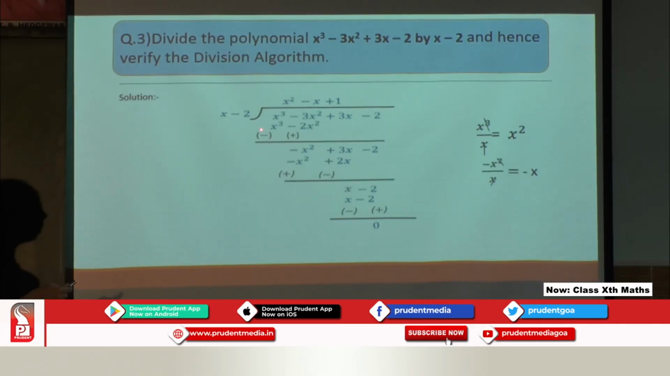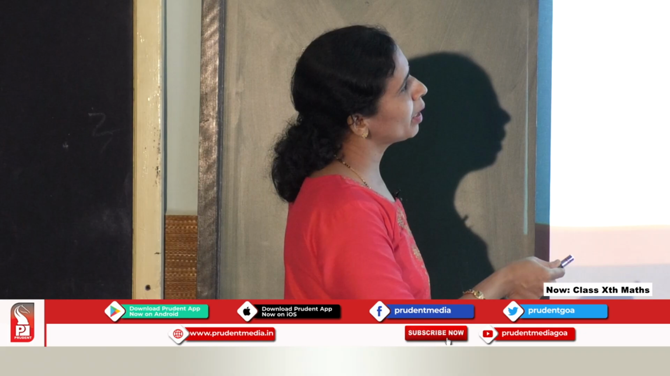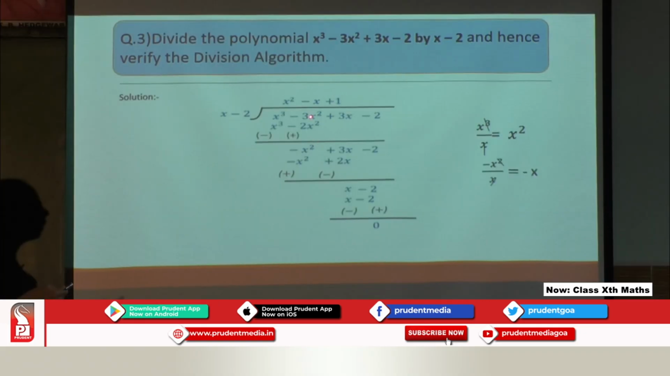So the positive sign changes to negative and the negative changes to positive. Now see, this term cancels, that is equal to 0, and we subtract these terms. So minus 3 plus 2 gives 1 x square, but the greater number is negative, so negative sign. Again bring down 3x and minus 2.